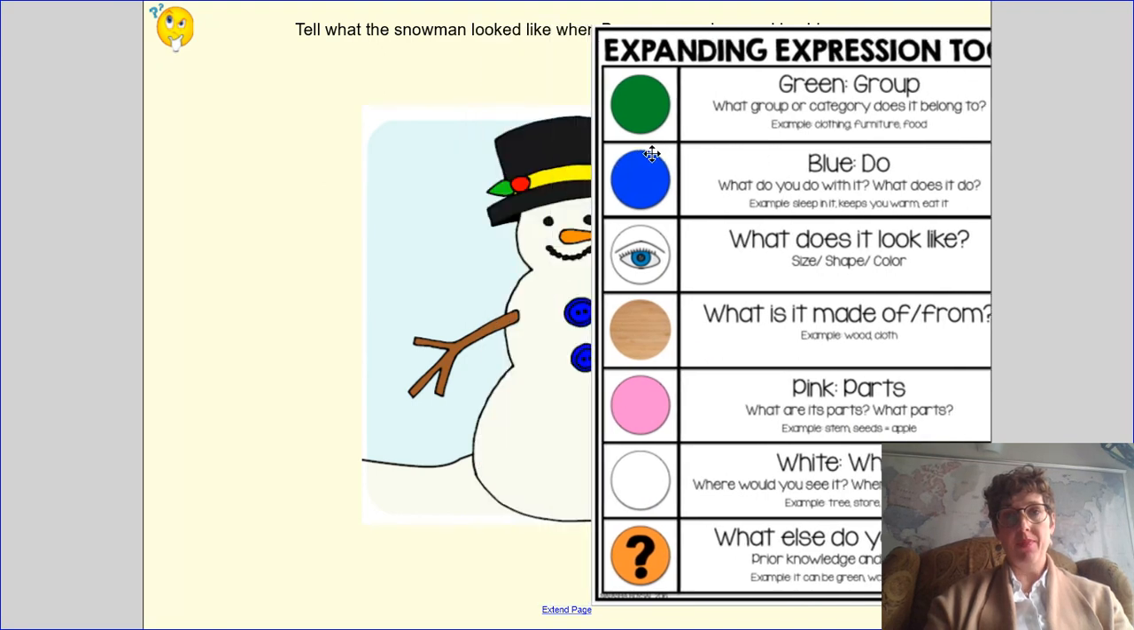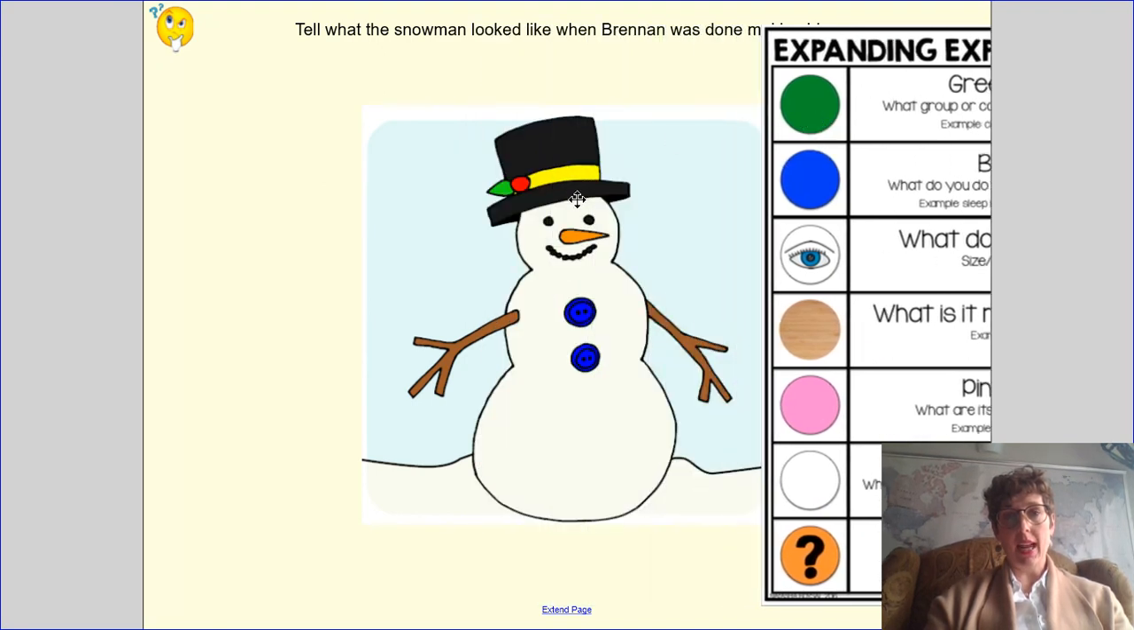He had a carrot nose. Remember, he put a tall hat on him. He gave him eyes and a mouth made out of coal. And he must have been very big because he rolled those snowballs very large.